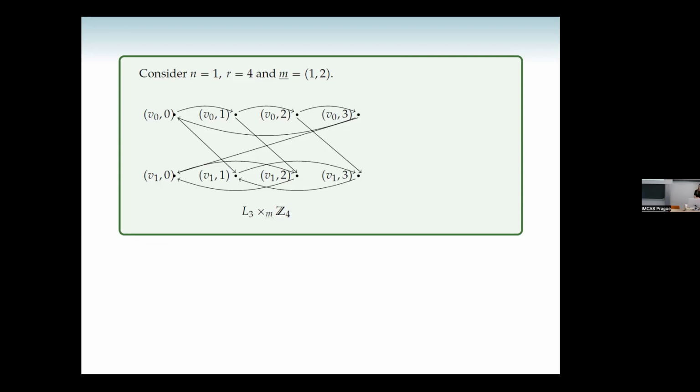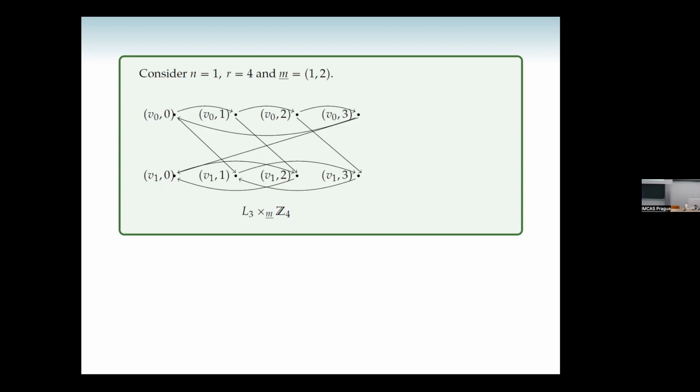And then M indicates how you have to go around and draw your edges. So for example, here you will have an edge because you just add m_0, which is 1, and you add it again and again. But here you get 3, and if you add one more, you get 4, but that is congruent to 0 modulo R. So you have to calculate everything modulo R.